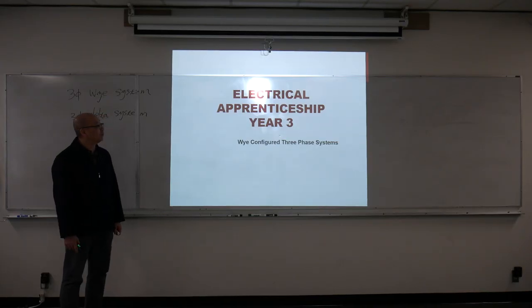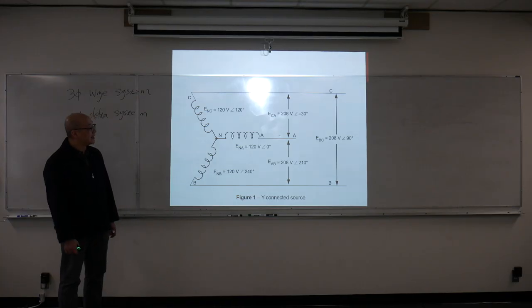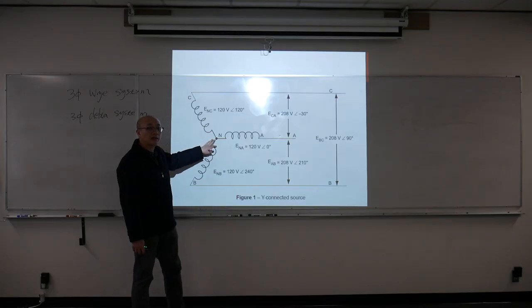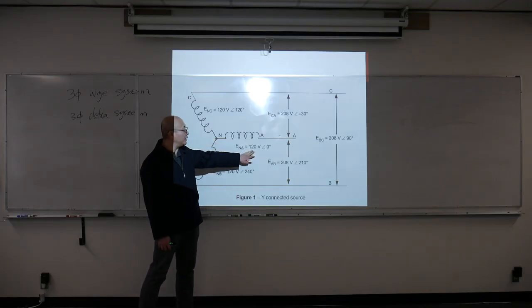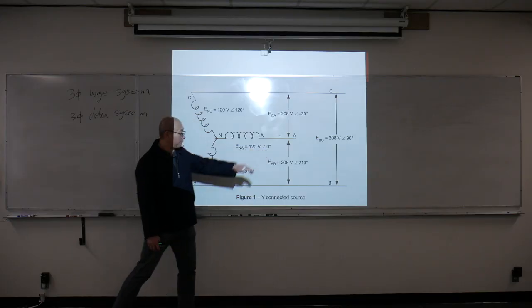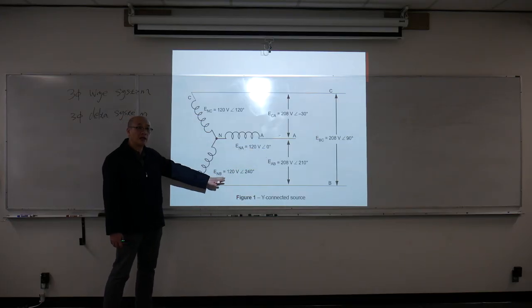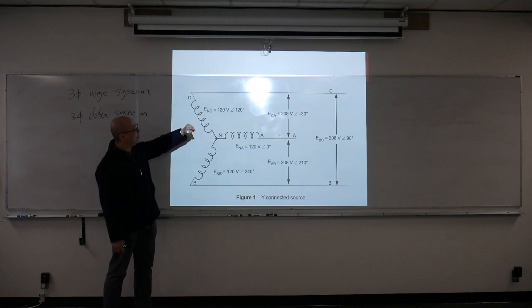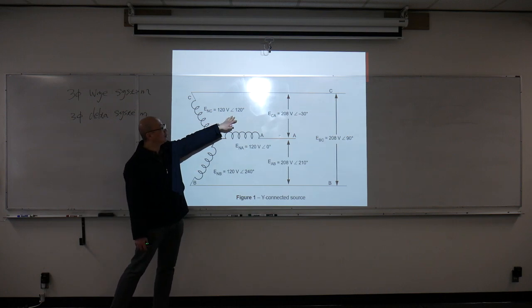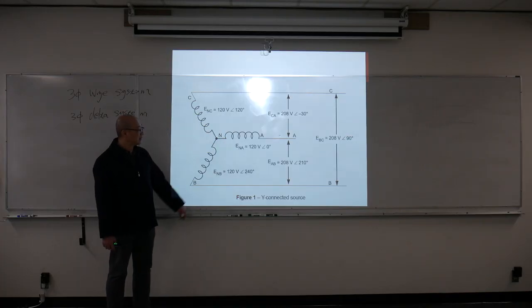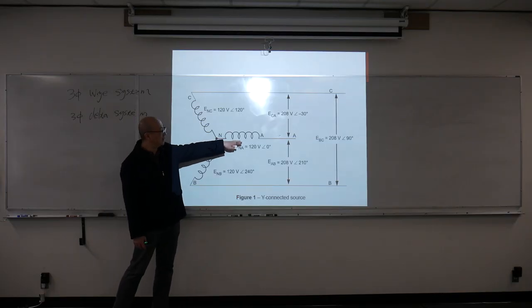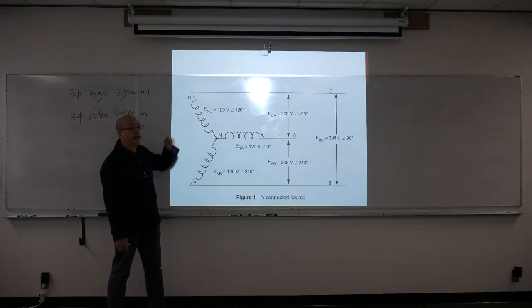Now let's look in more detail at the Y system. In a Y system, phase A from the neutral or common point has 120 volts at 0 degrees. Phase B also has 120 volts at 240 degrees. Phase C has the same voltage, 120 volts, at 120 degrees. So this phasing rotates counterclockwise: phase A first, phase B next, phase C last.